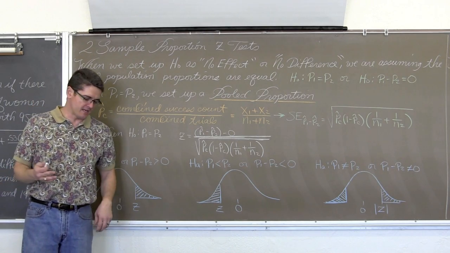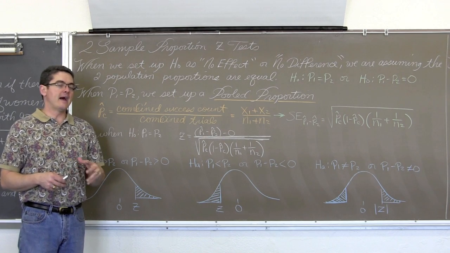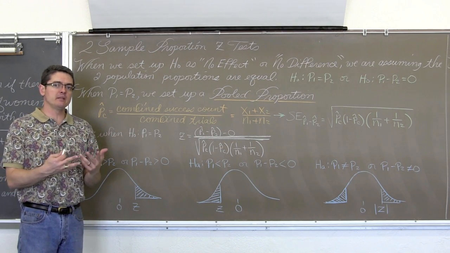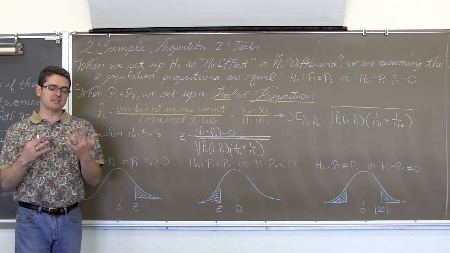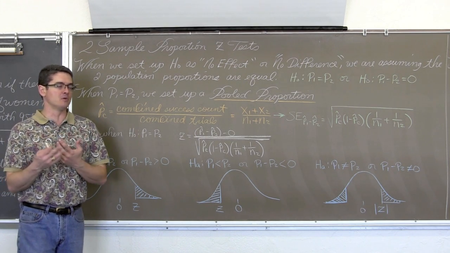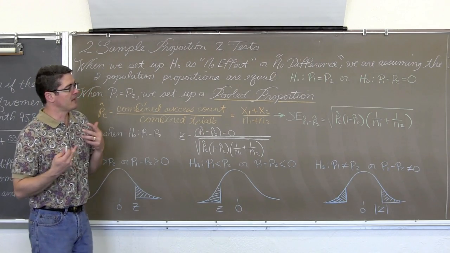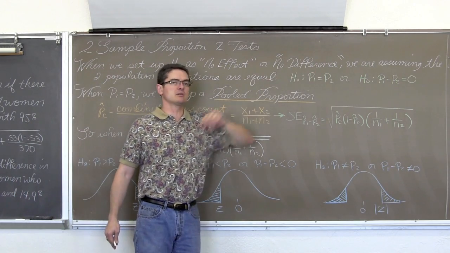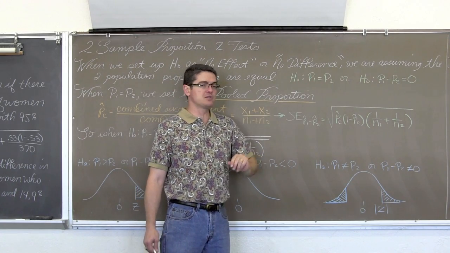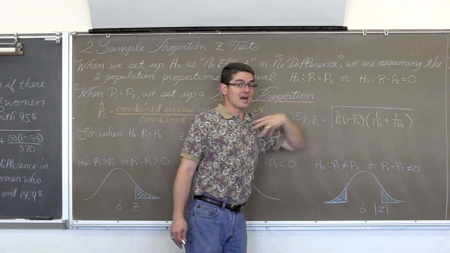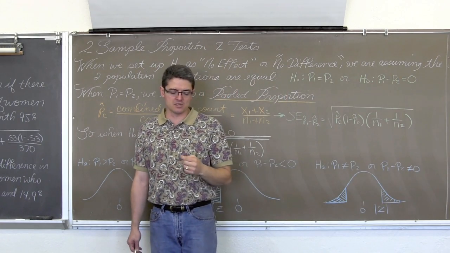Two-sample proportion z-test. When we set up H sub O as no effect, our treatment in an experiment has no effect, or no difference, I'm not expecting there to be any difference between these two samples. We are assuming the two population proportions are equal, and thus our H sub O and not H sub A yet. Our H sub O statements are going to be p1 equals p2, or, as I prefer to set it up, H sub O is p1 minus p2 is equal to 0.